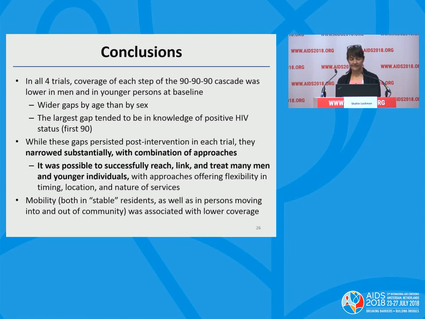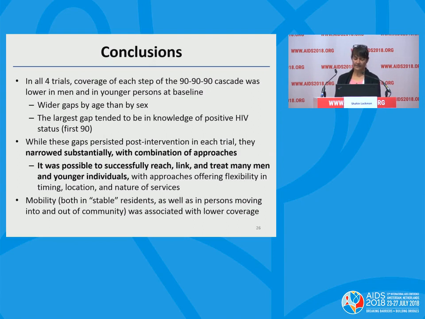While these gaps persisted post-intervention in each trial, they narrowed substantially when a combination of approaches was used to provide services that were more likely to reach and or to be acceptable to men and to youth. It was thus possible to successfully reach, link, and treat many men and younger individuals using approaches that offered flexibility in timing, location, and type of services.